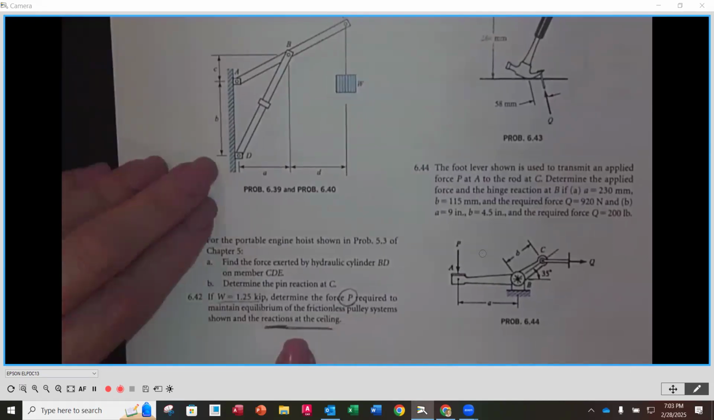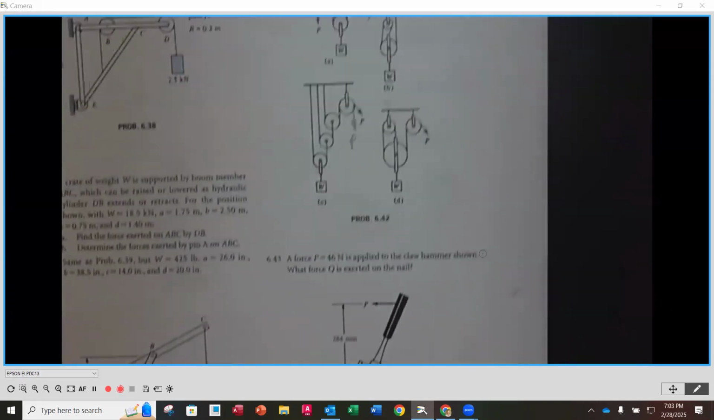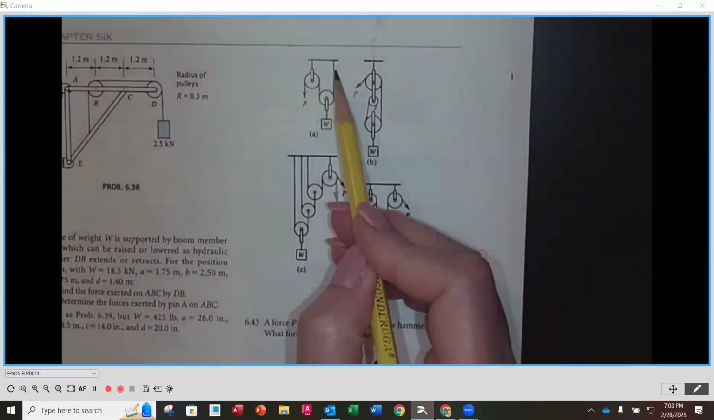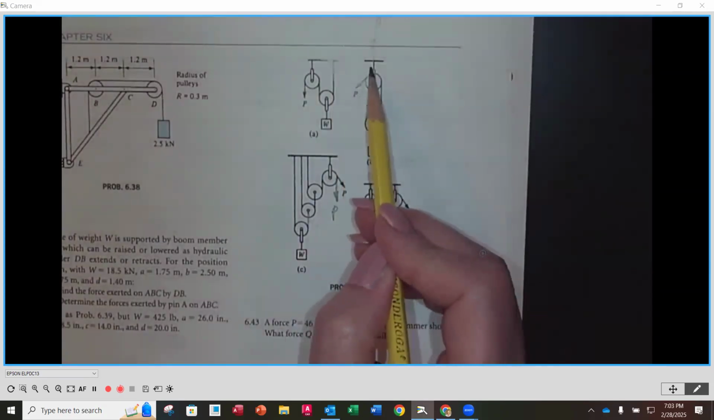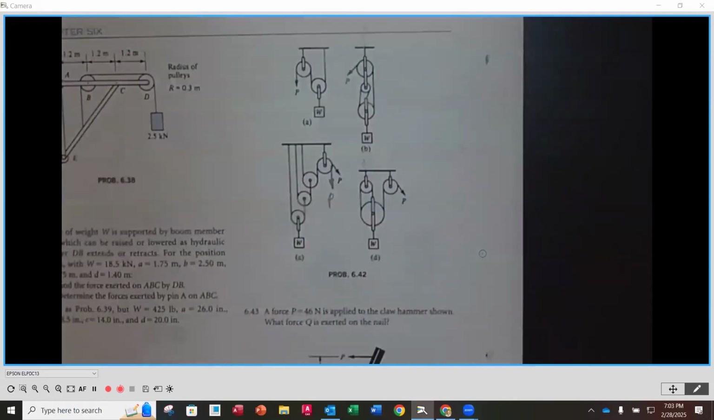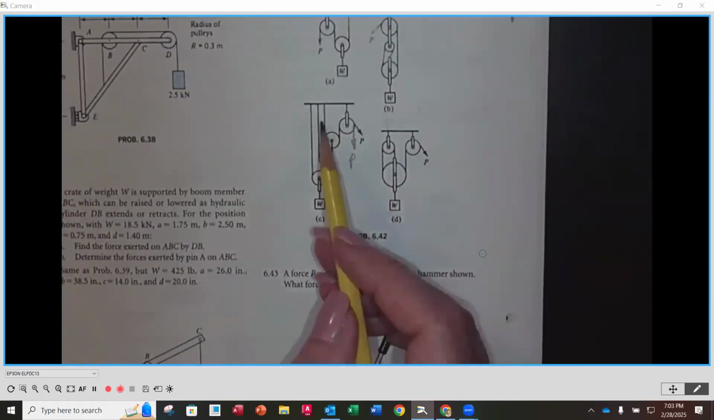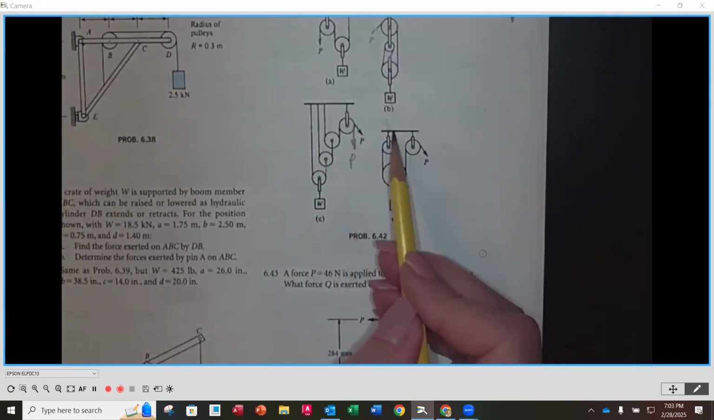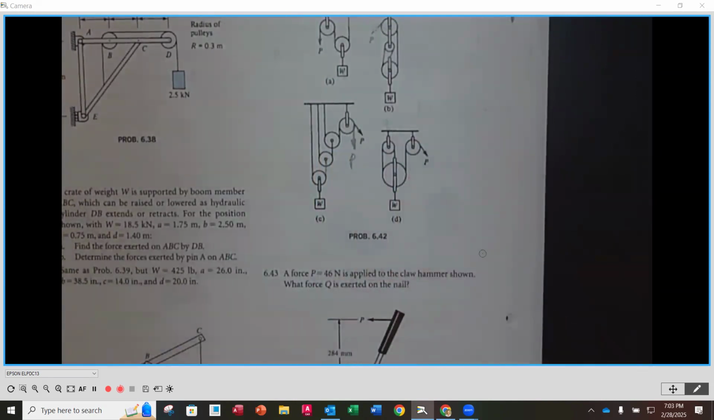and the reactions at the ceiling, okay? So if we look here, for some of these, there's more than one reaction. So there's 2 reactions at the ceiling here for A. There's 1 reaction here at B. This one's similar to the one that we did in the example. C has 1, 2, 3, 4 reactions. And then you'll notice that we have 2 reactions at the ceiling for D.